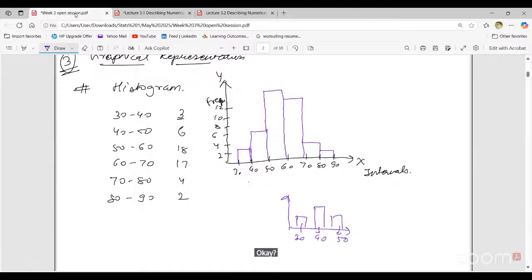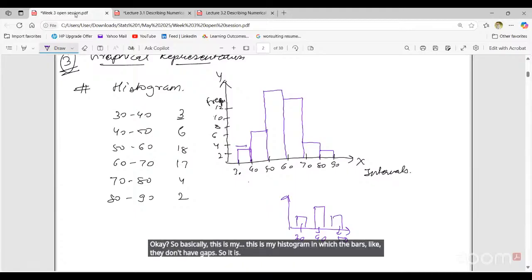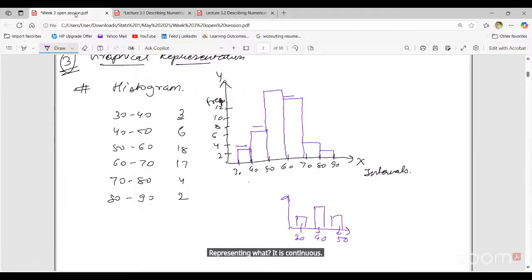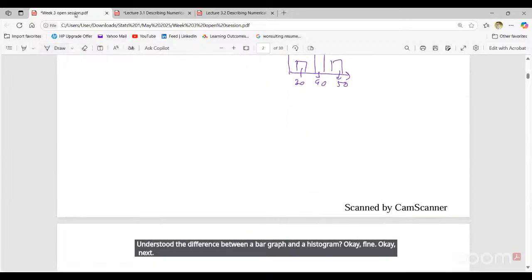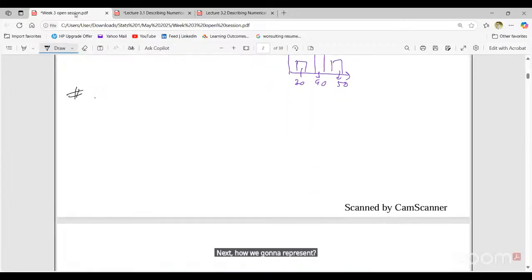So basically, this is my histogram in which the bars don't have gaps. It is representing what? It is continuous. Got my point? Did you understand the difference between a bar graph and a histogram? Yes, ma'am. Okay, fine. Next, how are we going to represent data? By stem and leaf plot.